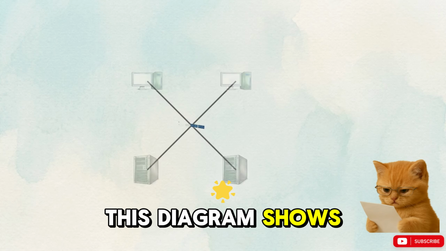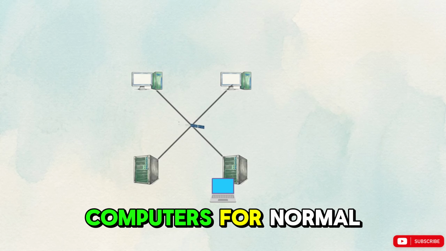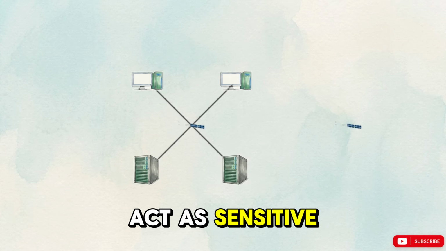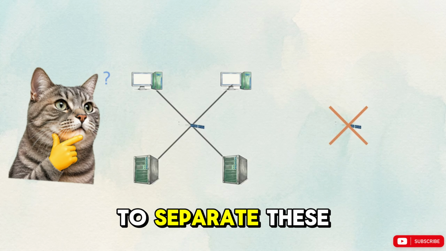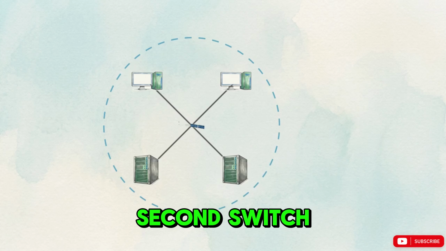This diagram shows a standard network switch wired to 4 computers. We have 2 computers for normal users and 2 that act as sensitive servers. Our goal is to separate these 4 machines into 2 completely distinct networks without buying a second switch.